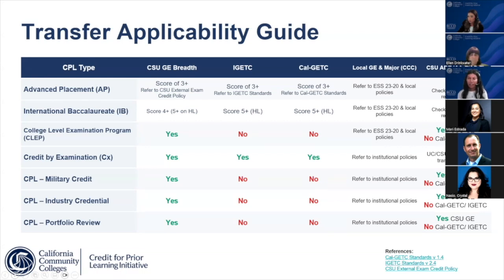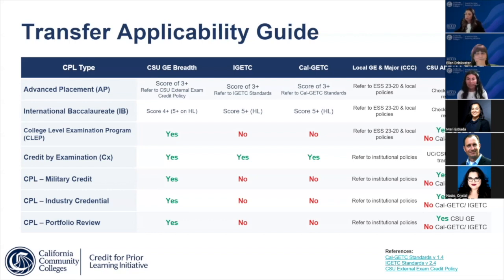So the CSU GE pattern is the only transferable GE pattern that will use CLEP. IGETC and CalGETC will not take or be able to apply those scores to those GE patterns. Similar to the AP and IB exam scores, you need to refer to the Chancellor's Office Memo ESS 2320 and to your local policy to determine how it applies to local GE and to major requirements. You can use CLEP for CSU GE, but you may not use it on IGETC or CalGETC for those ADTs.